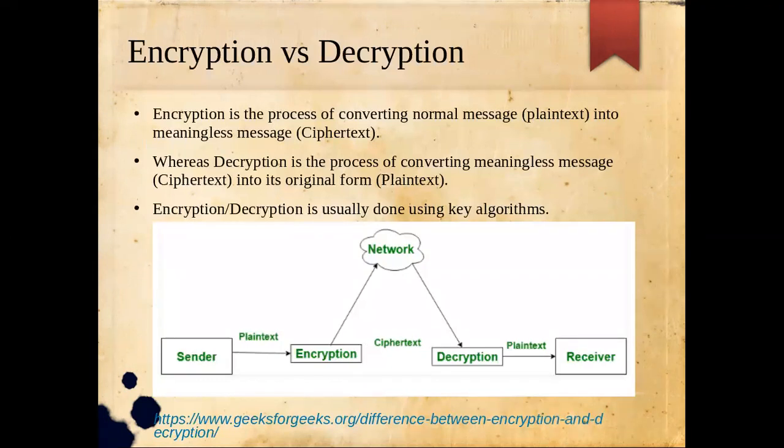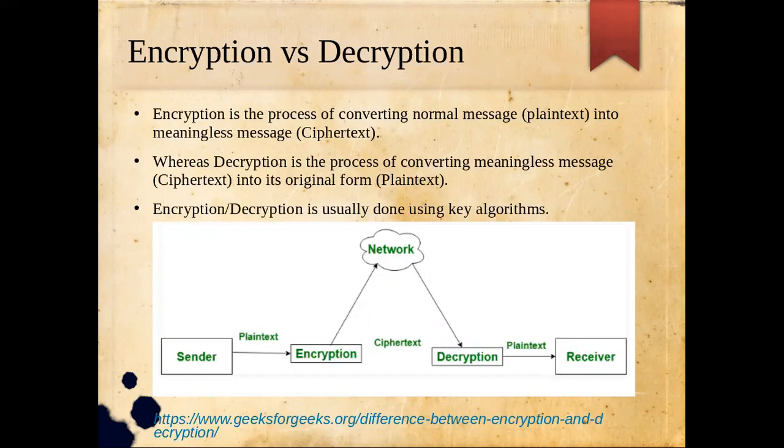Here you can see the diagram. The sender has the plain text which has to travel through the network. He does the encryption. You can consider the encryption and decryption algorithm as a black box; it is one kind of methodology. After the encryption, it becomes ciphertext and you put it into the network.